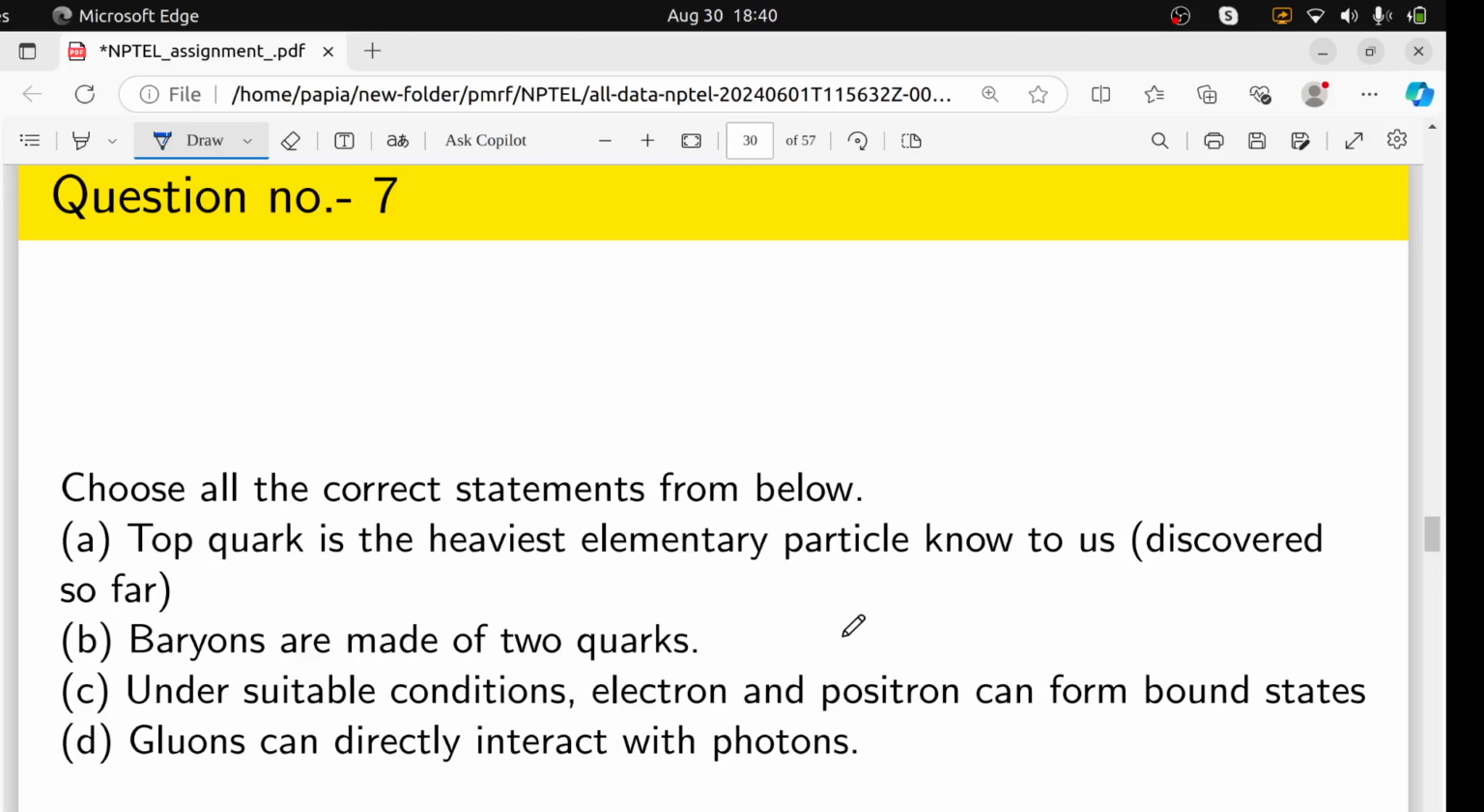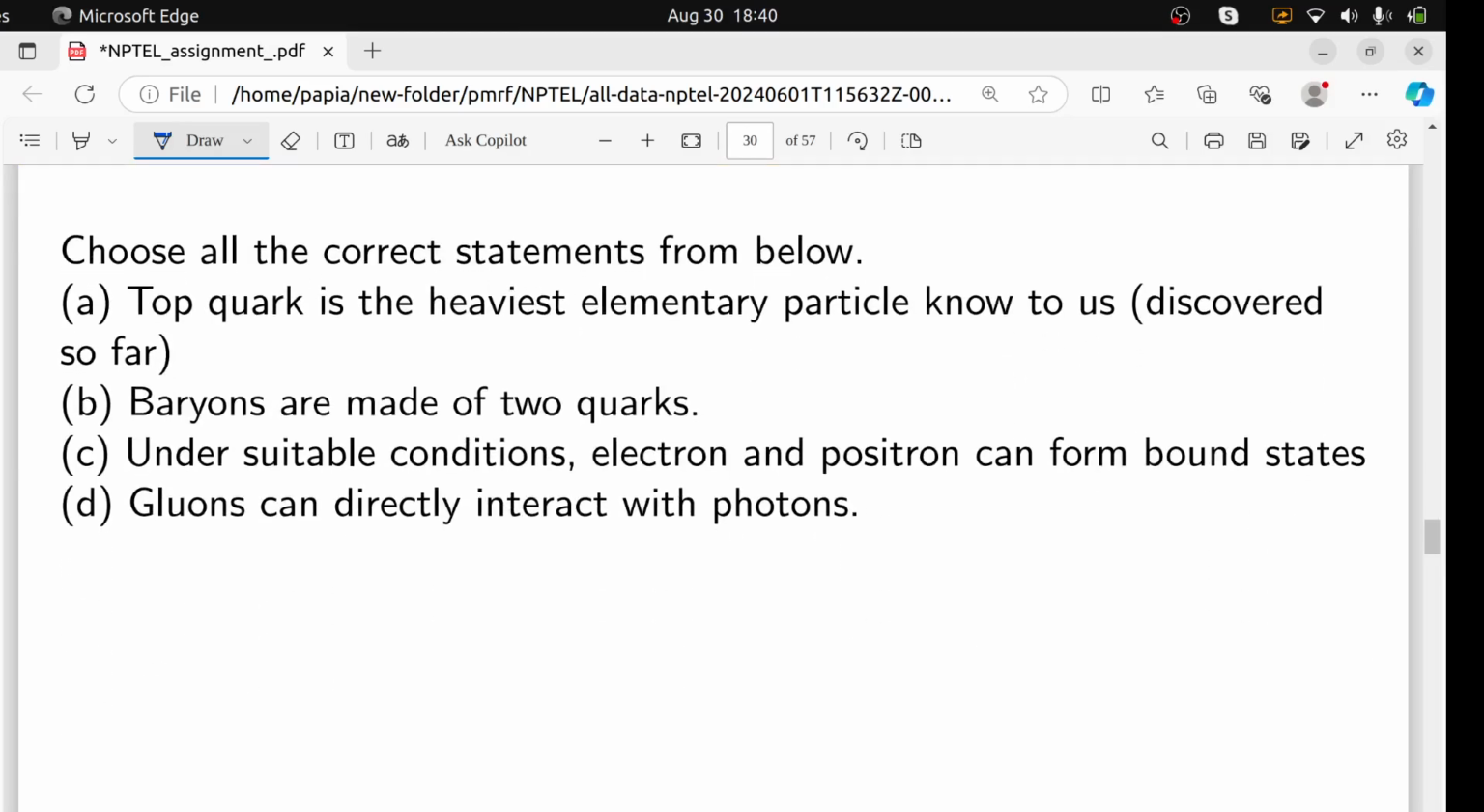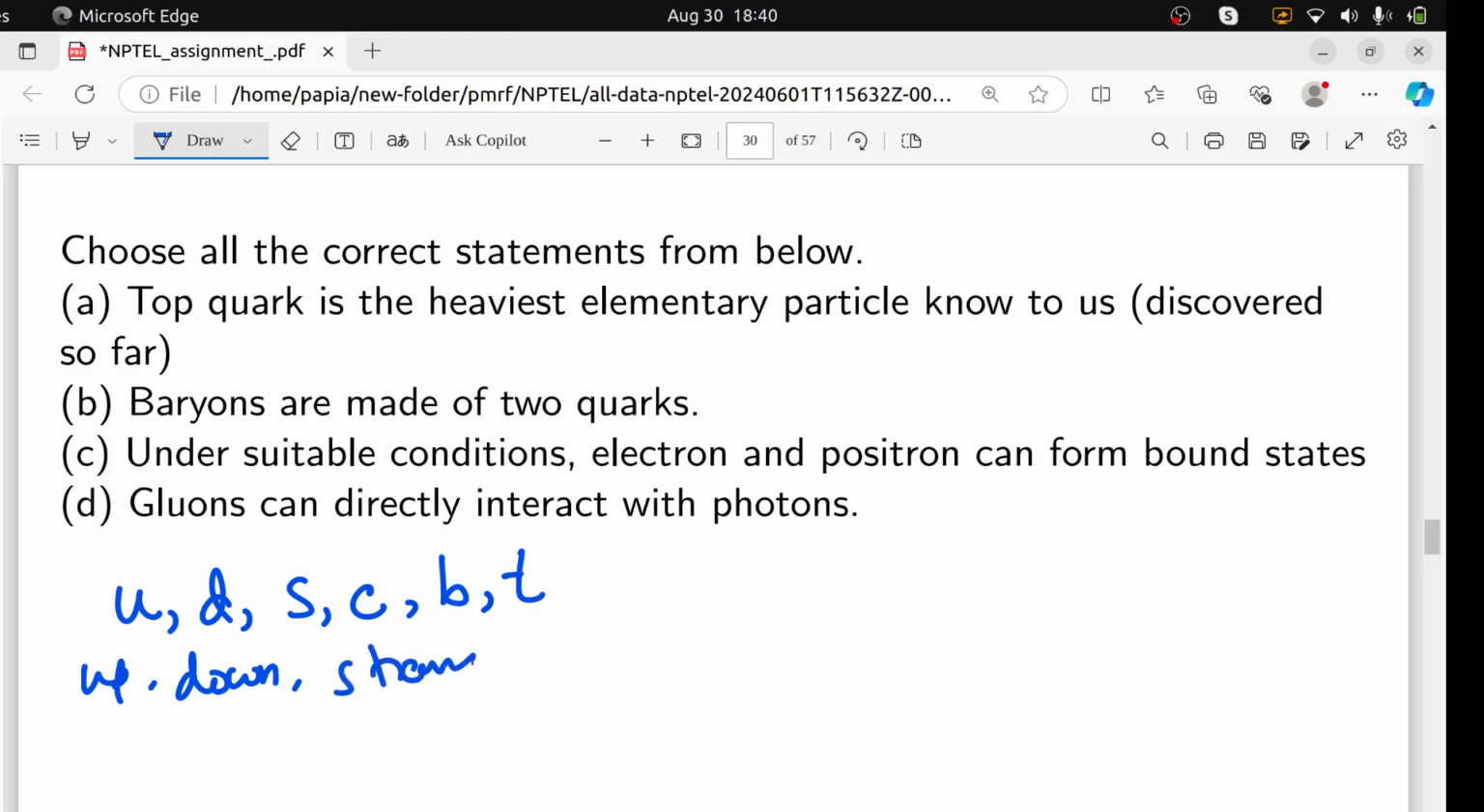First of all, I want to tell how many quarks there are till now. Till now there are 6 quarks, right? U, D, S, C, B, T. Up quark, down quark, strange quark, charm quark, bottom quark, top quark. So these 6 are discovered so far.